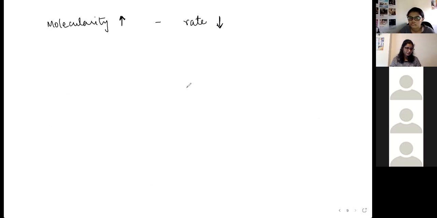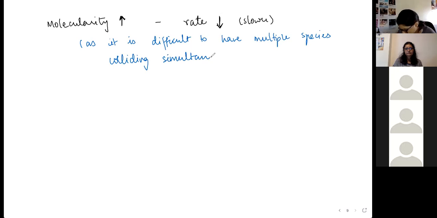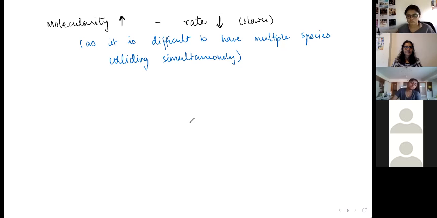This is an important point that needs to be clear. Greater the molecularity, slower is the rate. The reason is that it is difficult to have multiple species colliding simultaneously. I'll put the reason so you can note it down. It's directly analogous to a group project. You have seven or eight people doing different things. Even if one person fails to show up, it affects the overall project, as opposed to two or three people, where it's easier to coordinate.